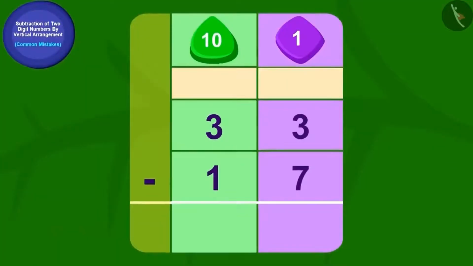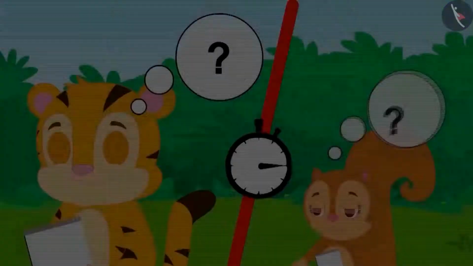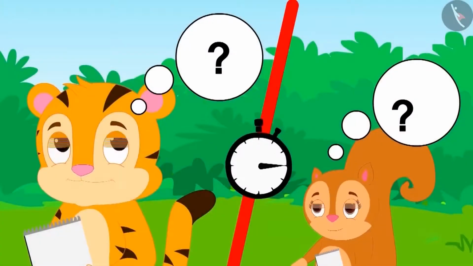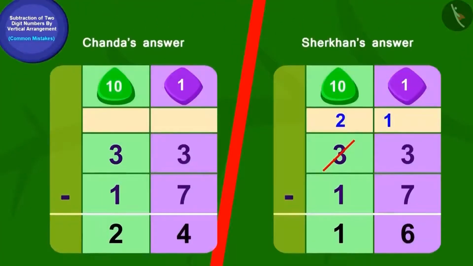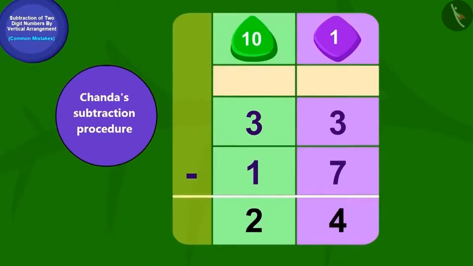Babban said to Sher Khan and Chanda. Chanda and Sher Khan started thinking. The allotted time ended and Chanda and Sher Khan wrote their answers in this way. Children, can you tell whose answer is correct? Let us first see Chanda's answer. Can you tell us if this answer is right or wrong?